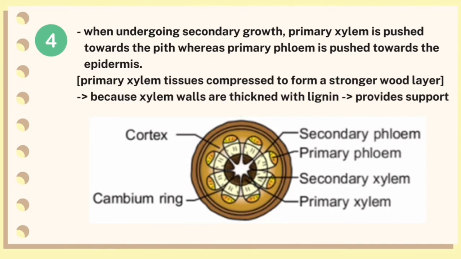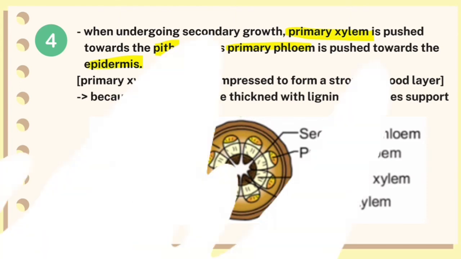Lastly, when undergoing secondary growth, the primary xylem is pushed towards the pith, whereas the primary phloem is pushed towards the epidermis of the plant. The primary xylem tissues are compressed to form a strong woody layer at the outer surface. This is because the xylem walls are thickened with lignin, and this will provide support to the plant.